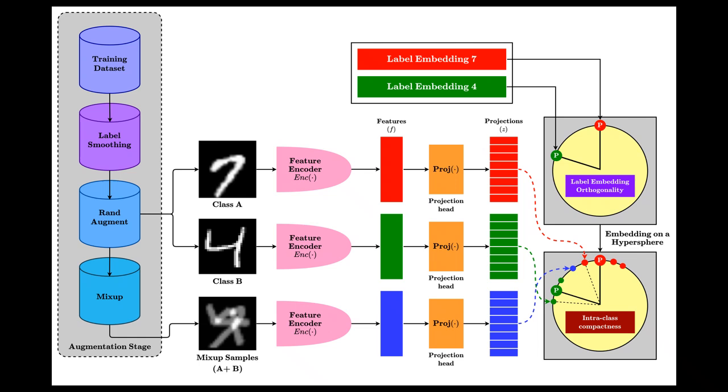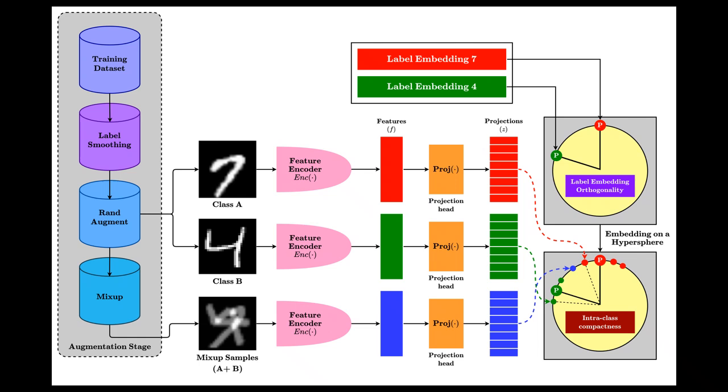So the method introduces three main ideas. First, spherical representations. By normalizing embeddings, the model balances two properties, alignment and uniformity. Together, these create separable and structured features. So the separability is really important.